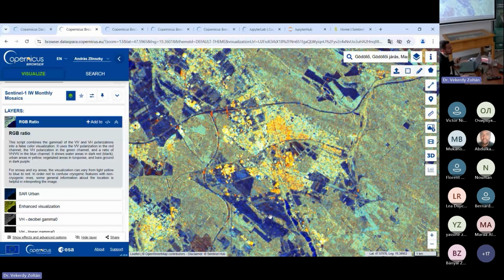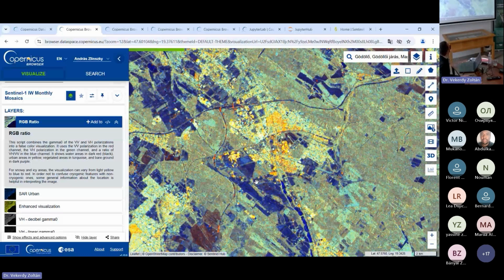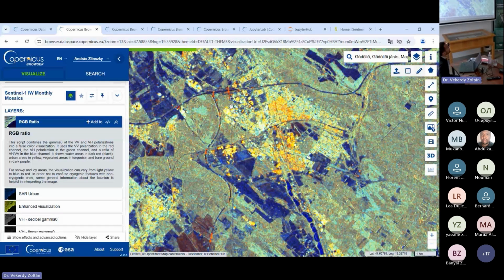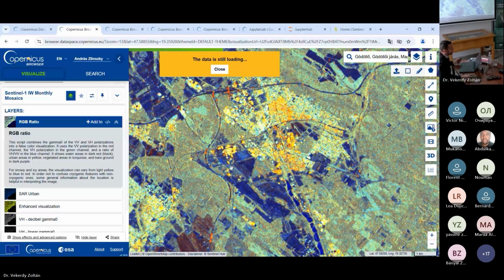And again, if I zoom out, we have these bridges over the motorway reflecting very strongly, because then you can also have triple or quadruple bounces from the tarmac over to the bridge and back. So these are giving you very strong reflections.